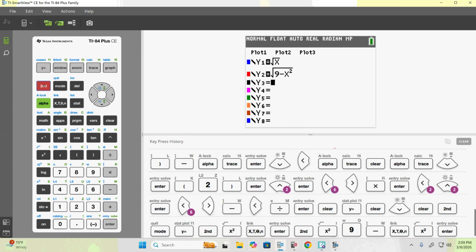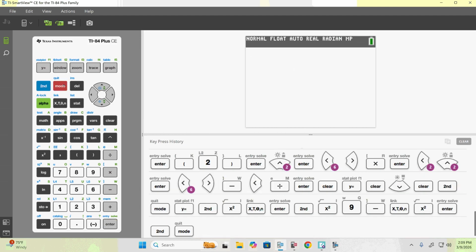Second quit. We want to go back to the home page, the main screen. Second quit, once you get them both typed in, second quit, second mode. Now you're good. Mode, right next to it.